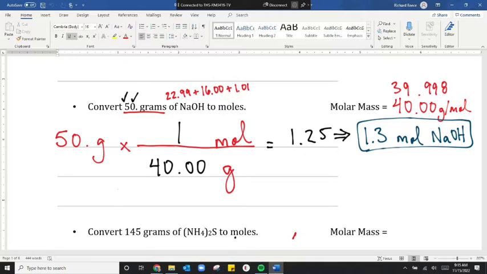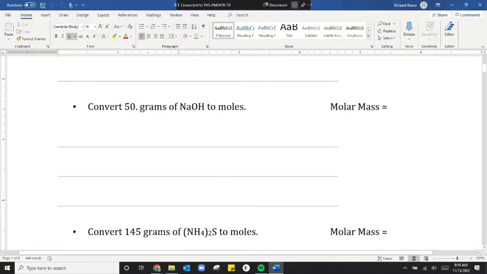Yeah, you're welcome. That's a great question, and it leads into this next one. Because on this next one, we got to really focus on having our significant figures in our molar mass.